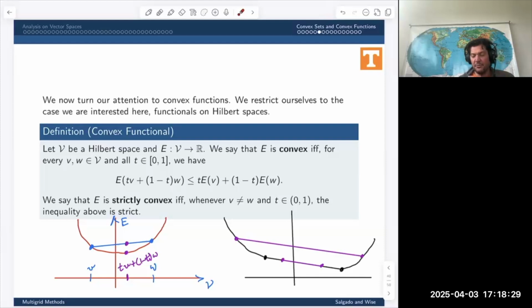Now I can draw pictures with this one because this is such a simple function. This is a function from a Hilbert space into the real line. What if this was not the real line? What if it was just another Banach space? Well, the problem there would be I might not be able to put an ordering on that Banach space. So we really need this to be R so that I can have an ordering. Okay, I can use the less than or equal symbol.